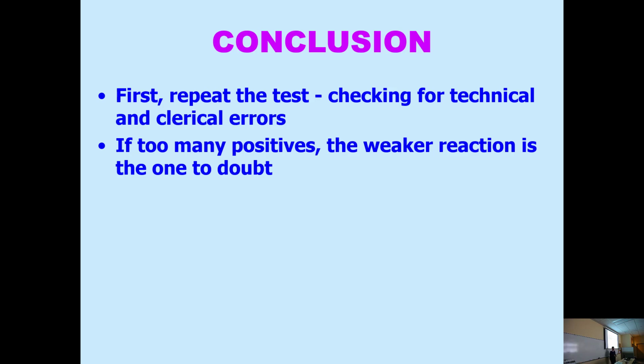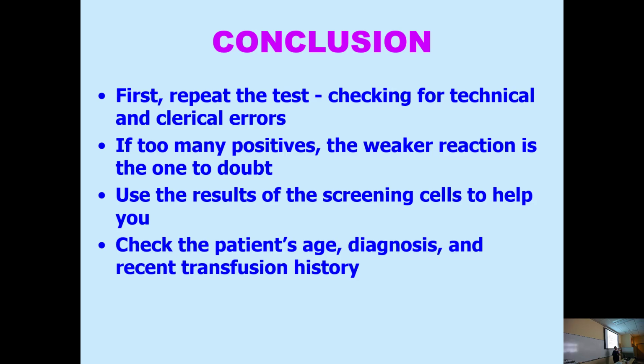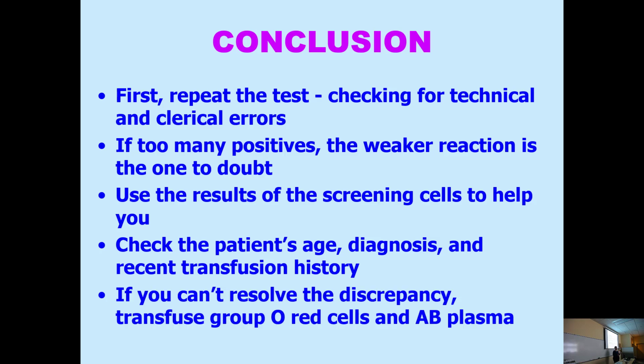Too many positives, we're gonna look for the weaker reaction. That's gonna be our one that we're gonna doubt. Use the results of screening cells. They're gonna help you. Is it in or outside of ABO? What are we looking at? Check the patient's age, diagnosis, and recent transfusion history. And if you can't resolve the discrepancy, transfuse group O red cells and AB plasma.